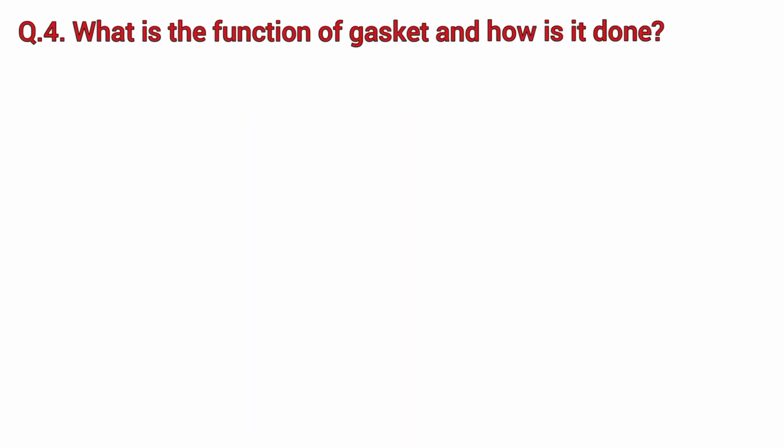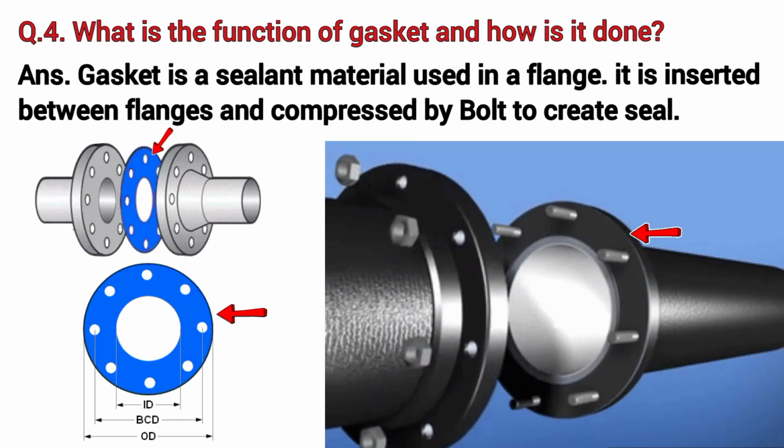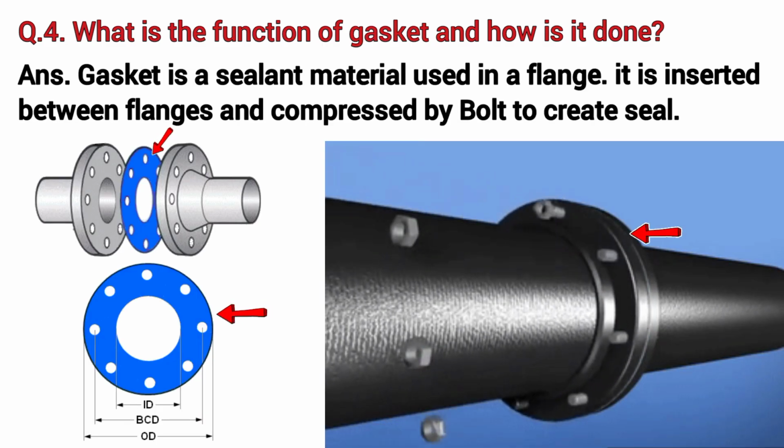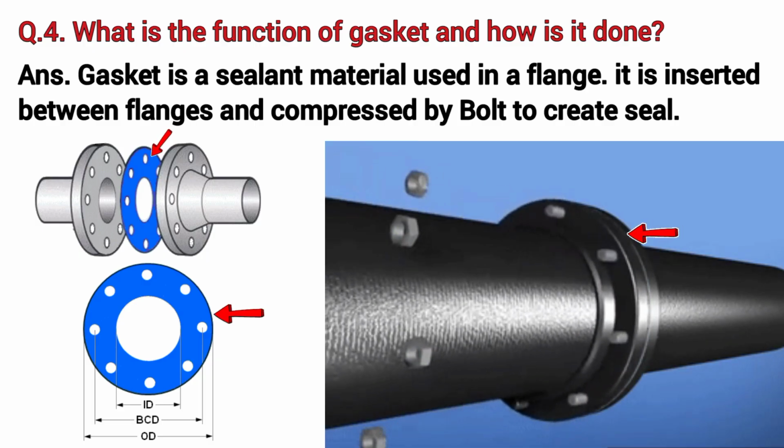What is the function of gasket and how is it done? Gasket is a sealant material used in a flange. It is inserted between flanges and compressed by bolts to create a seal.